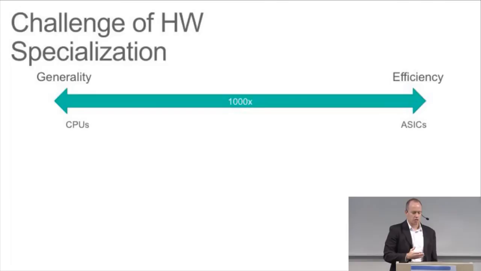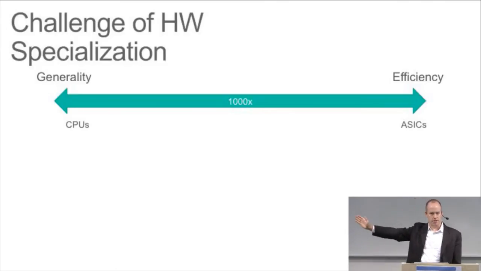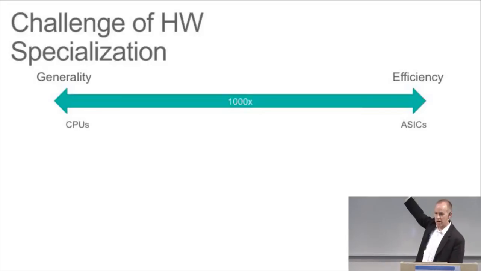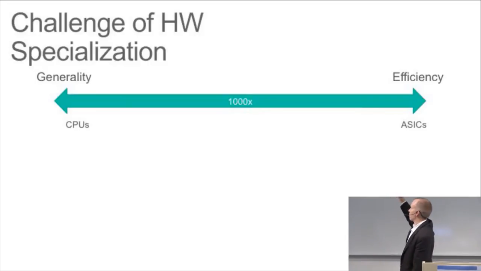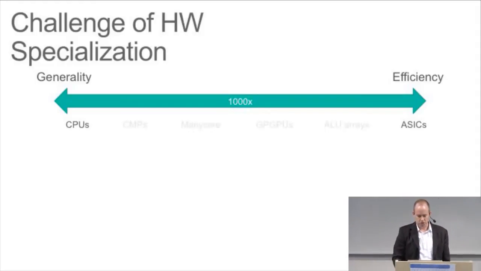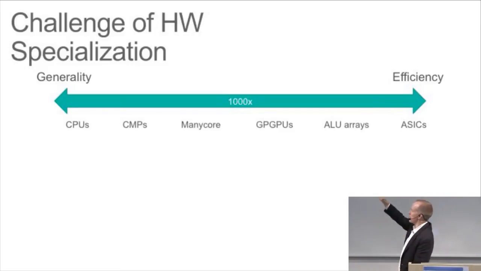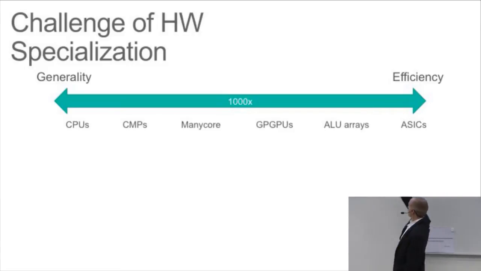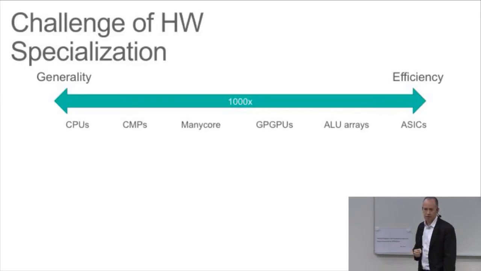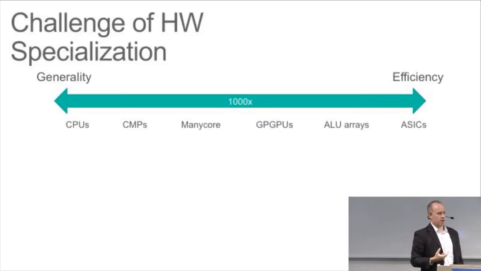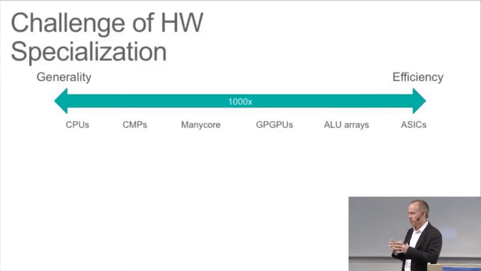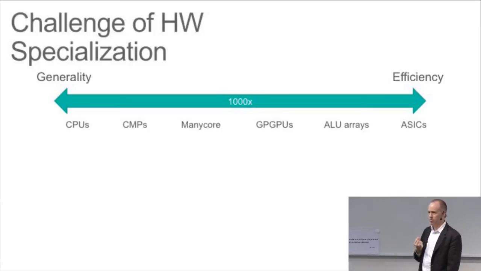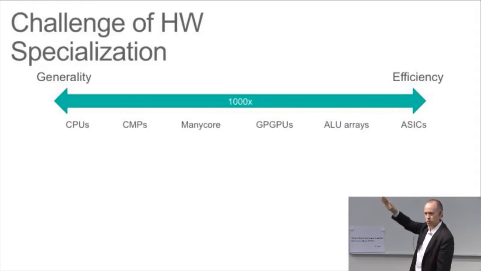So if I look at the spectrum from fully general on the left to extremely specialized and dedicated and not programmable on the right, you have high-end single-thread performance CPUs on the left, you have ASICs on the right. There's 3 orders of magnitude difference, but there are many points in that spectrum. You can have chip multiprocessors or multi-core designs that have a larger number of processors. They might be a little bit slower. You might clock them a little bit less to deal with the power on the chip. Then you go to many-core designs where they're much simpler cores, but you can afford many of them. And you're getting more and more specialized in the sense that you can run fewer and fewer classes of workloads as you move from the left to the right.